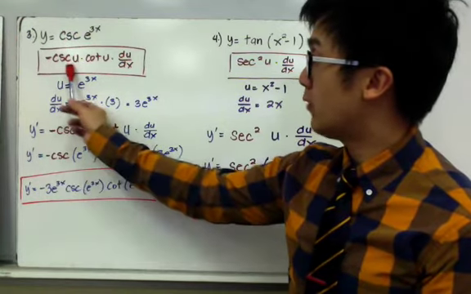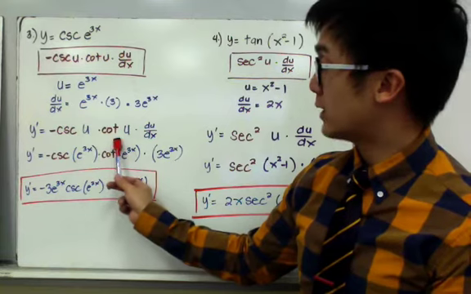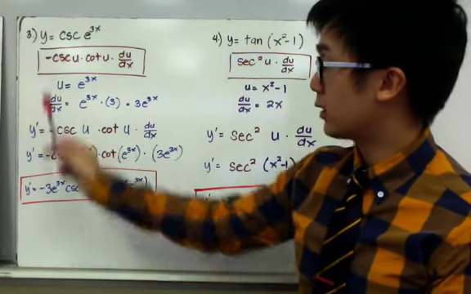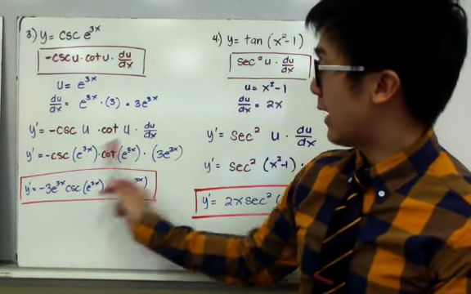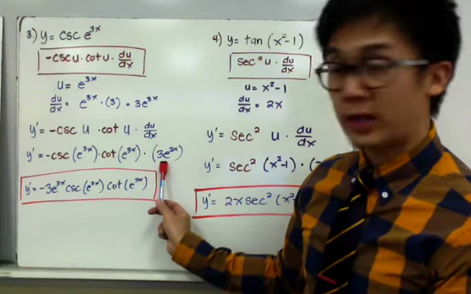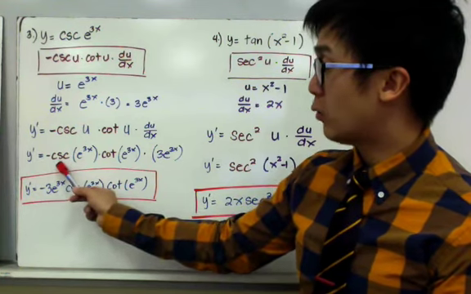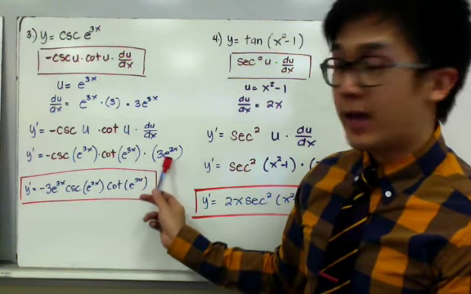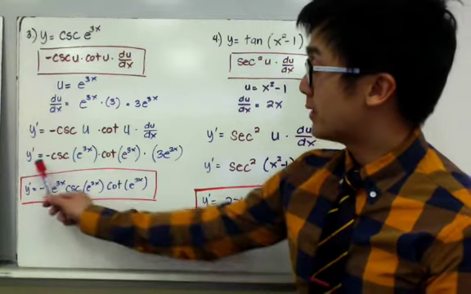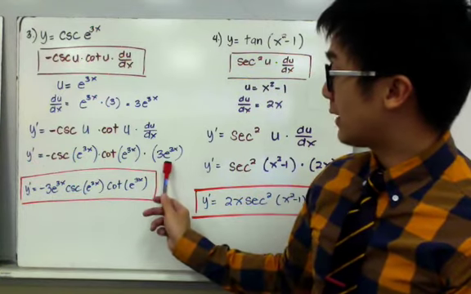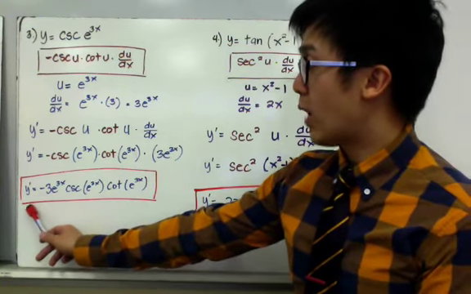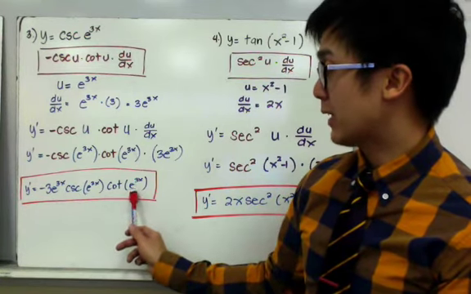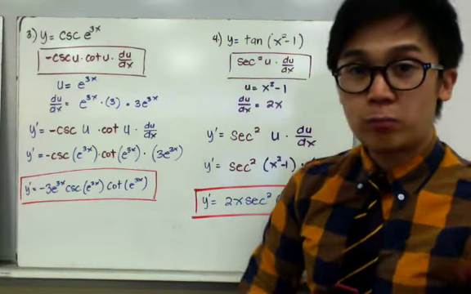So y prime, using the formula, is negative cosecant u times cotangent u times du dx. And by replacing our u and du dx from our previous work, u will be replaced by e raised to the 3x, and du dx will be replaced by 3e to the 3x. So y prime is equal to negative cosecant e to the 3x times cotangent e to the 3x times 3e raised to the 3x. And just like what we did in our previous examples, we can simplify our y prime by moving 3e to the 3x right here at the front. So it will be y prime equal to negative 3e raised to the 3x times cosecant e raised to the 3x times cotangent e raised to the 3x. And that's the derivative of problem number 3.